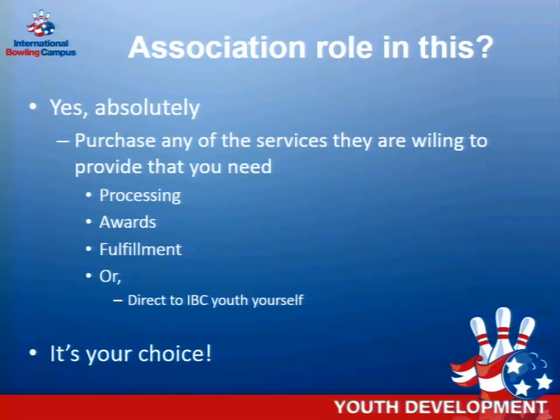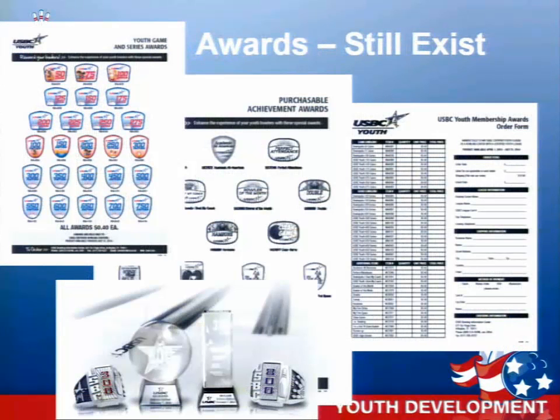Want to get through the rest of the piece. Awards, I know everybody wants them. They still exist. We didn't eliminate them. They're here for you if you want them. They're 30 cents a piece. It's the same awards program that we've always delivered. You can buy them directly from us. You can certainly buy them from your local association if they choose to provide that to you. 30 cents a piece. 1.7 million of these awards given out in the marketplace last year for 166,000 kids.